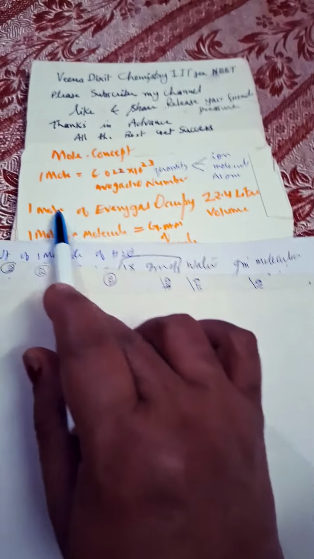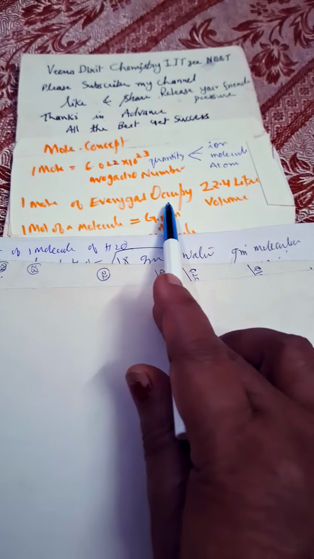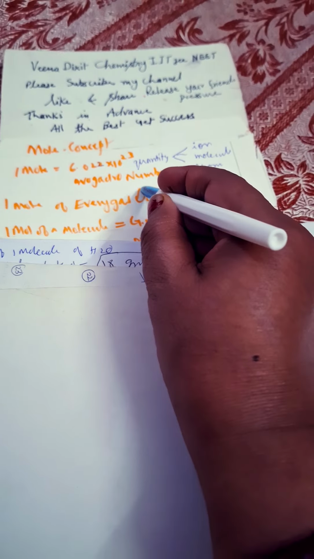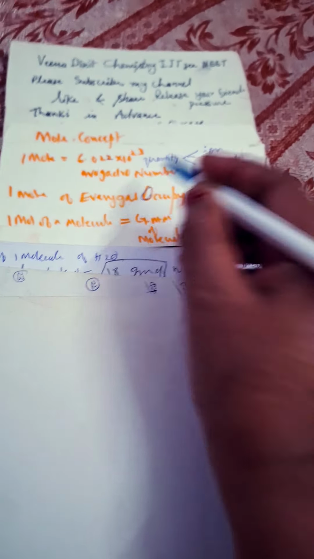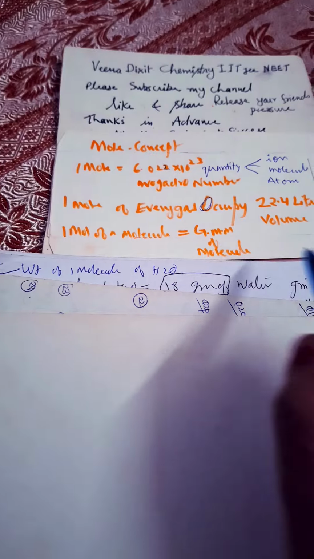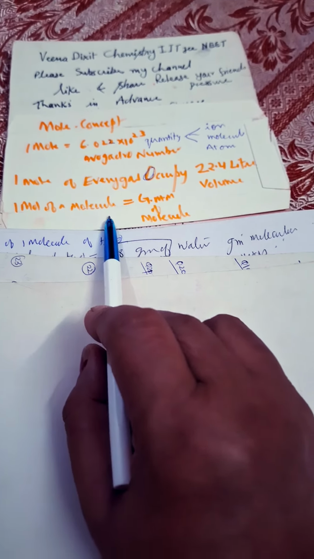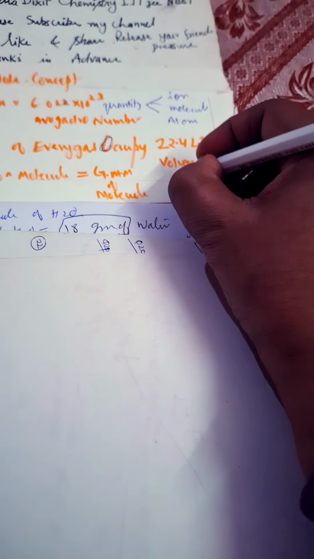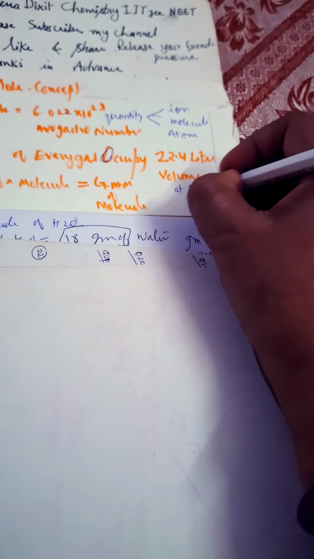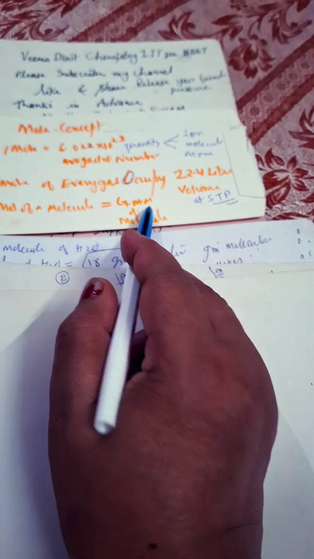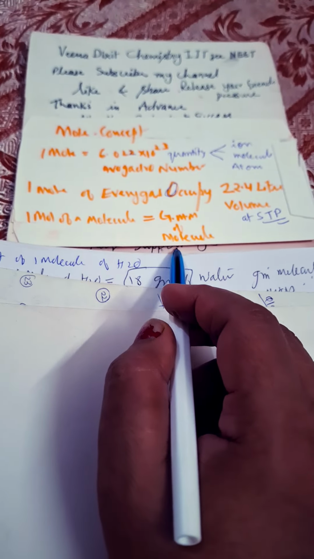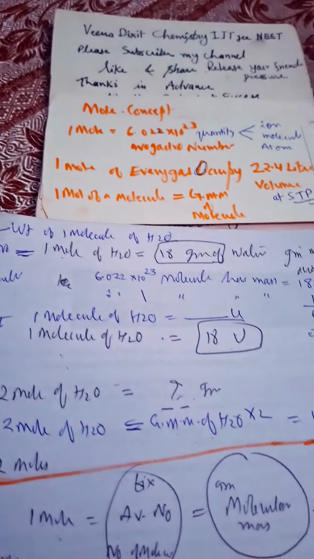Okay. Now 1 mole of every gas occupies 22.4 liters of volume. Any gas occupies 22.4 liters of volume. And 1 mole of molecules at STP, I forgot to write, you write down at STP, only at STP, okay. And 1 mole of a molecule is equal to GMM, that is gram molecular mass of a molecule. Now we will discuss so many questions.